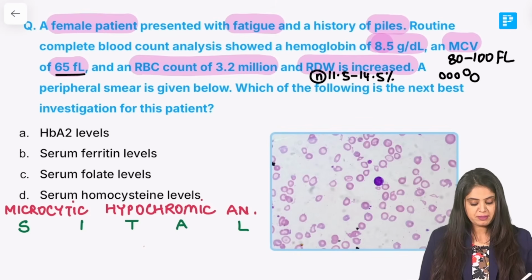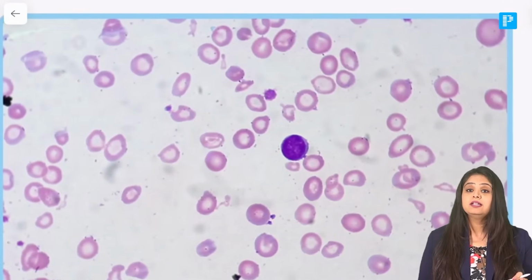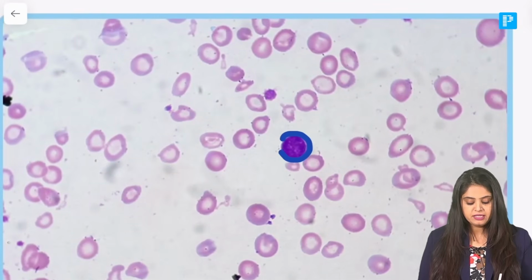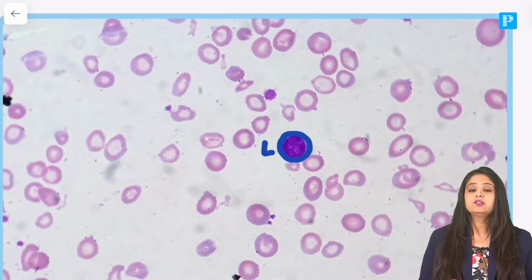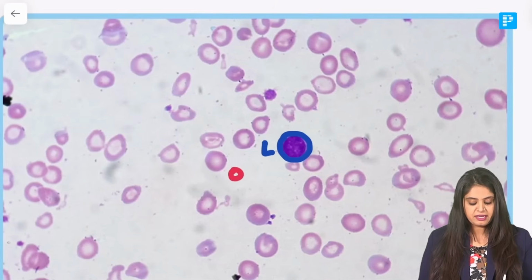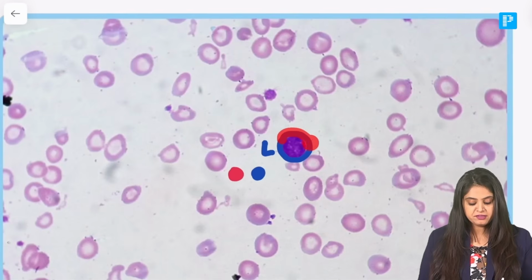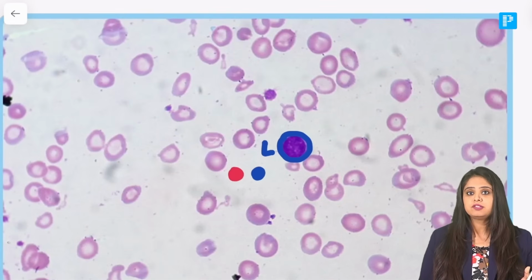Then they've given a peripheral smear over here. Now in this peripheral smear, if you zoom into it and see, whenever you get a peripheral smear, always spot the lymphocyte. This is the nucleus of the lymphocyte, because normally a red blood cell and a nucleus of a small lymphocyte, they are supposed to be the same 7 micron range. They are supposed to look the same. But if I look over here, if this is a lymphocyte, now compare the red blood cell. Don't the red blood cells look smaller? And they are looking definitely smaller, because I'm dealing with a case of microcytic anemia.